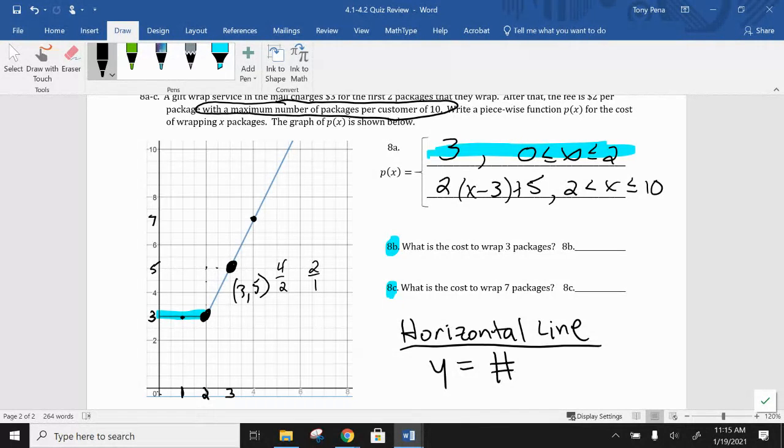All right, 8B should be the nice one. Doesn't take a lot of thought. We actually have it written down, right? Like if I go 3 packages, that's what the x-axis stands for. So if I have 3 packages, we've already got it labeled. You're going to be paying $5.